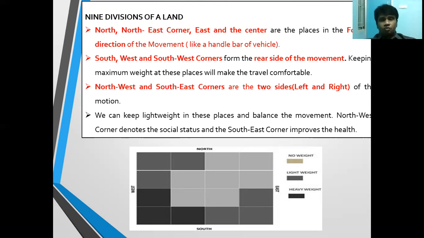So the southwest corner is the rear side of the movement. The maximum weight should be dumped in the southwest direction, and it makes the travel comfortable. The northwest and southeast corners are the two sides, that is, the left and right of the motion. We have to place a light weight there to balance the heavy weight in the southwest direction.